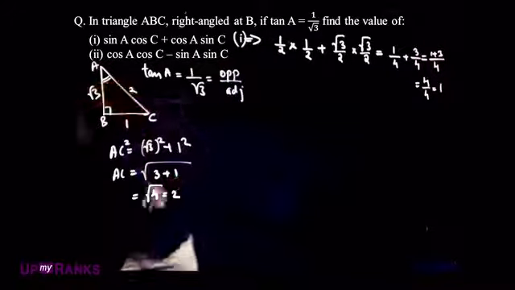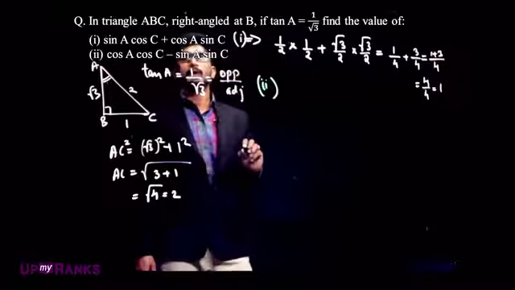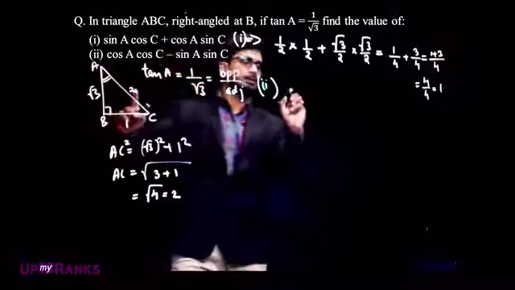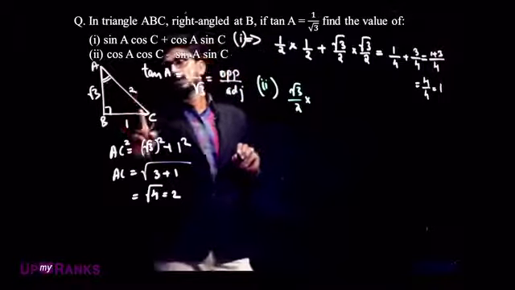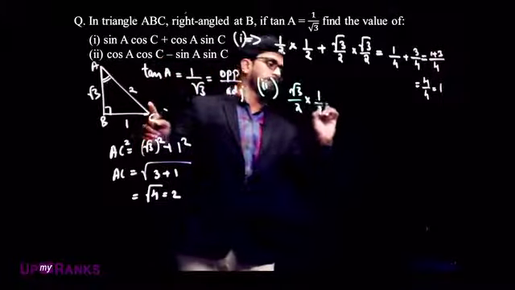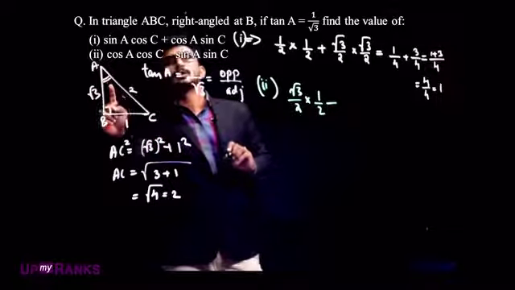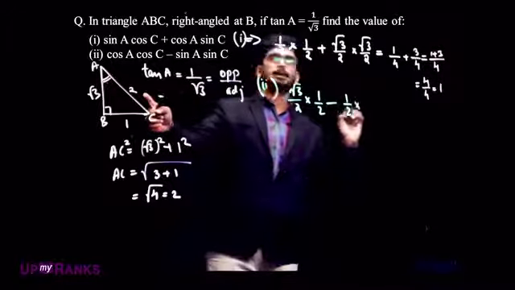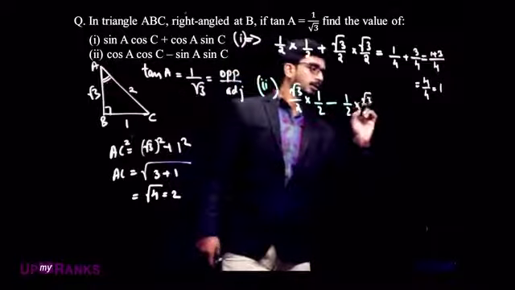So let's see the second one. The second one is like this. Cos A. What is cos A? Cos A, which is adjacent by hypotenuse, which is root 3 by 2, into cos C. Cos C, which is again adjacent by hypotenuse, which is 1 by 2, minus sin A. Sin A, which is opposite by hypotenuse, which is 1 by 2, into sine C, which is opposite by hypotenuse, which is root 3 by 2.